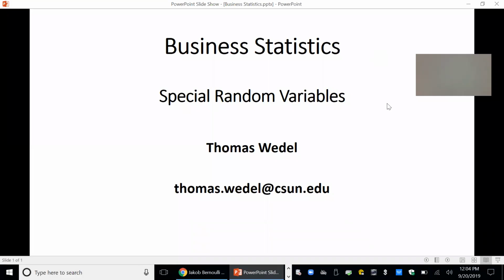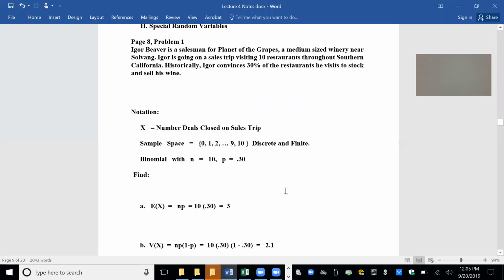All right, our next topic is that of special random variables. In this case, we have situations where they meet some type of profile or prototype, and if we meet the characteristics of these prototypes, then we have all of the probabilities already available to us in the form of tables, and we have formulas for the expected value and the variance, and we have some other time-saving techniques. Our first special random variable is called the binomial distribution.